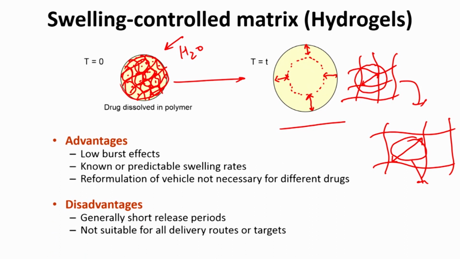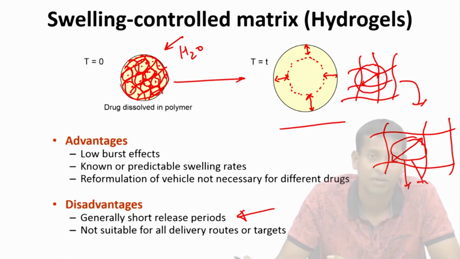What are some of the disadvantages? Generally it is a very short release period we are talking about, because once this is swelled, the drug can very rapidly come out on the basis of diffusion, and that limits how long you can release the drugs from them. But again there are a few strategies to counter that, and we are going to talk about that. And again it is not really suitable for all delivery routes or targets.